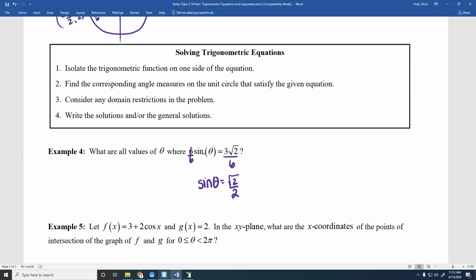Where does sine equal square root of 2 over 2? Pi over 4. And what can I put with it? Because I don't have any restrictions here, plus 2 pi k. Where else does sine equal square root of 2 over 2? 3 pi over 4 as well, plus 2 pi k, and we need to say that k is an integer here.